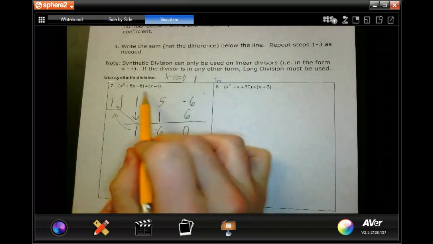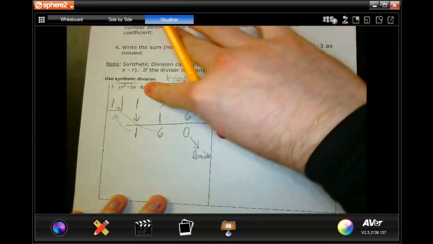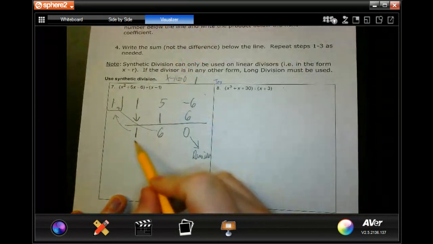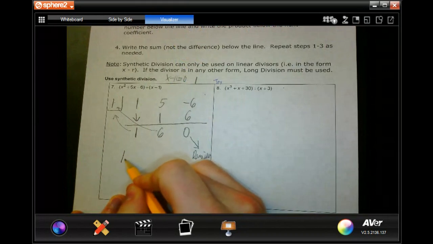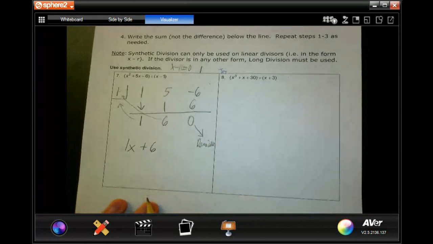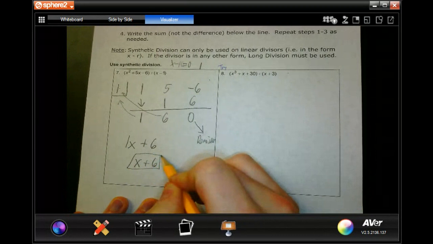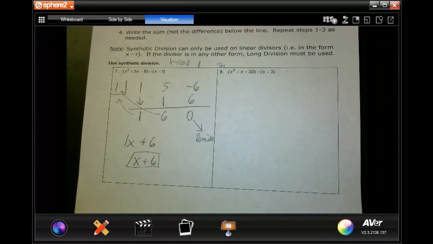Now, it's a quadratic, so there'll be 2 binomial factors. What's the other factor going to be? You guys could have probably figured it out just by looking at it. The other factor is going to be 1x plus 6, or in this case, just x plus 6. All right, so if you had done long division, that's what you would have gotten, or if you just did factoring.